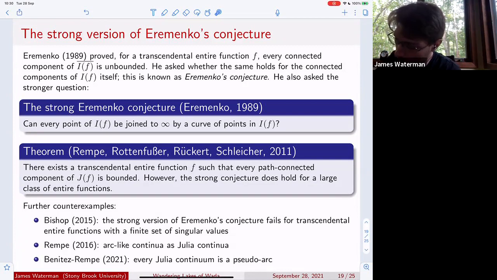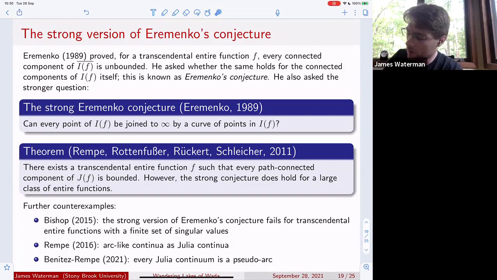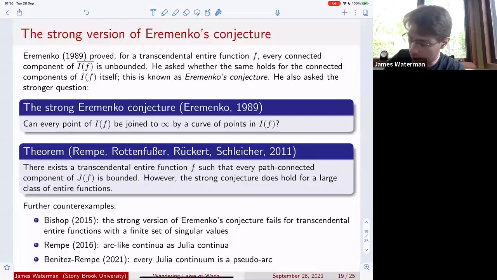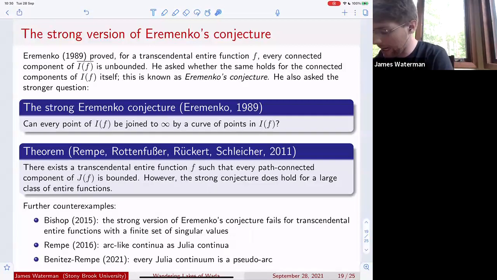Some further counterexamples that have appeared later are those by Bishop, who showed that this strong version of Eremenko's conjecture fails for transcendental entire functions with even a finite set of singular values, and results of Rempe and Benitez Rempe, showing basically that you can have both arc-like continua as Julia continua, and an example for which every Julia continuum is the so-called pseudo-arc. So you get like this bouquet of pseudo-arcs.